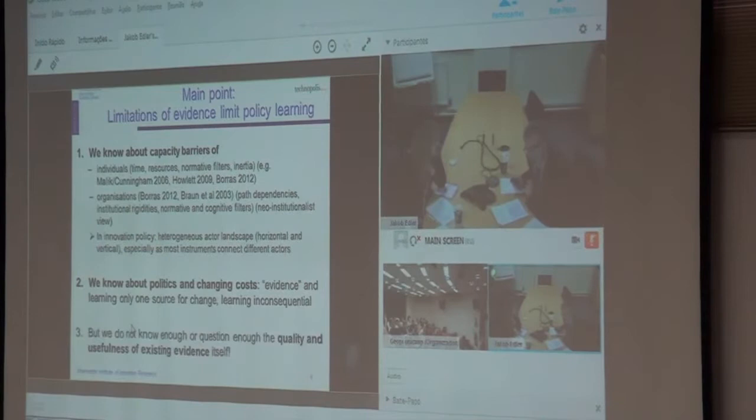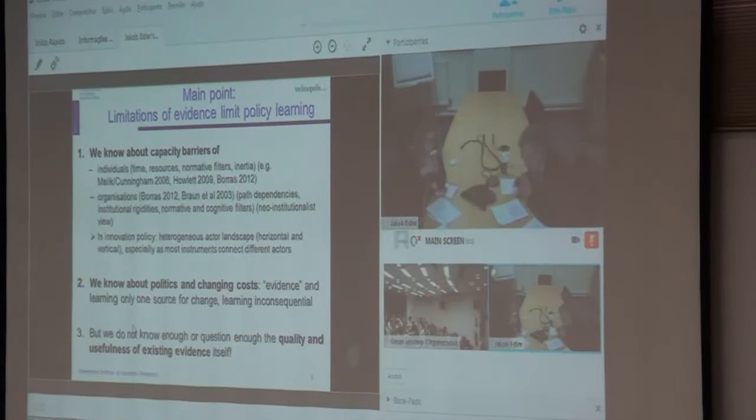So we have capacity barriers, and we have barriers in terms of taking action out of what we learn, and we know about these barriers. But by looking at a lot of evidence in innovation policy, we have also realized that there are a lot of issues around quality and usefulness of existing evidence itself. So it is the evidence that we have that may actually produce some limitations of how we can learn from evaluation and evidence making. That is now what I want to focus on.